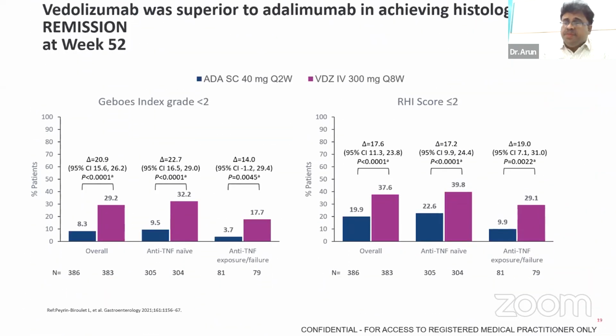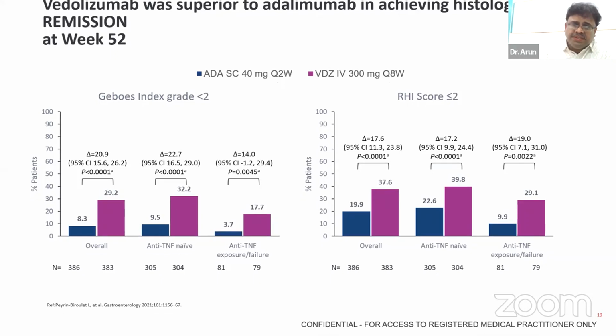Apart from that, vedolizumab was superior to adalimumab in achieving histological remission at week 52. This significant histological remission has been proven across the various indices mentioned. When compared to anti-TNF exposure, in failure patients and naive patients, you need to consider this a strong potential response.